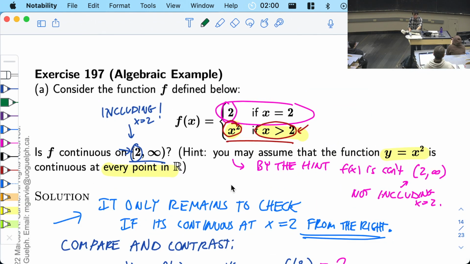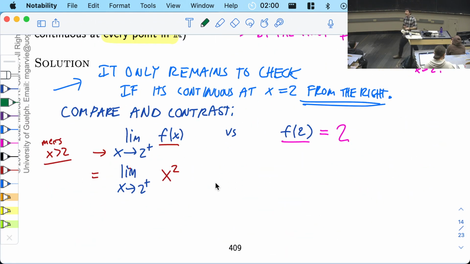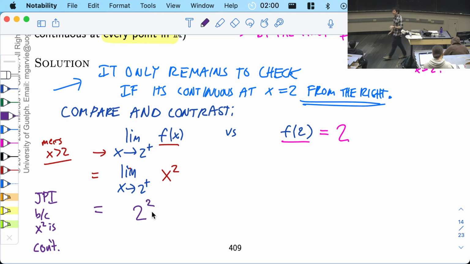So we just have to do this limit and then compare and contrast the values. How are we going to do the limit of x squared? That is one of these special just-plug-in functions. We can just plug in, because x squared is continuous. Or if you're like me and you're lazy, you write CONT, for continuous. So I just plug in x equals 2 because x squared is a continuous function: 2 squared. And what is 2 squared these days? It's 4. So I evaluated the limit.